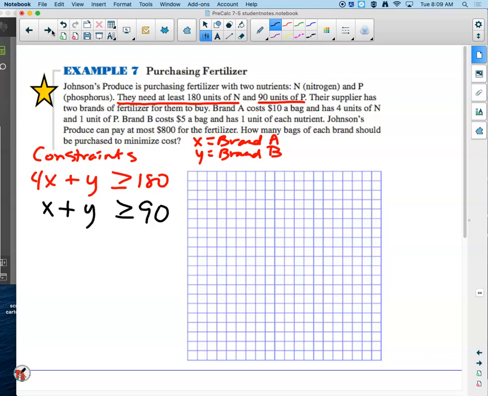But there was another constraint in there, and that other constraint had to do with money. Johnson's Produce can pay at most $800 for the fertilizer. So that has to be a less than or equal to, change colors again, and now we're going to be talking about the price. So I go back and see that brand A was $10 a bag, and brand B was $5 a bag.